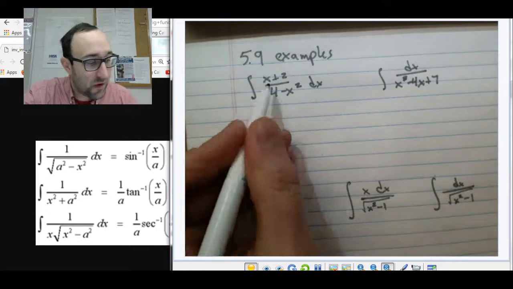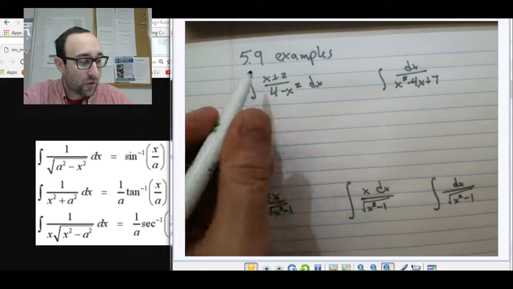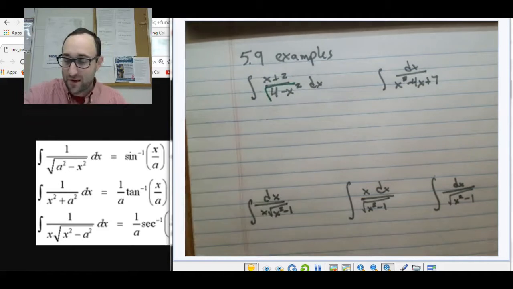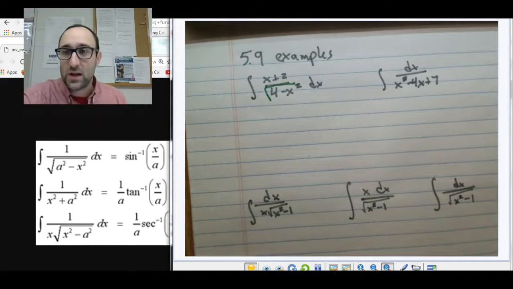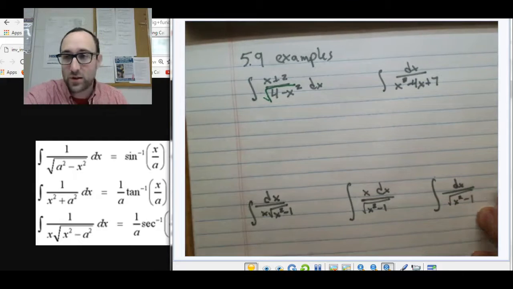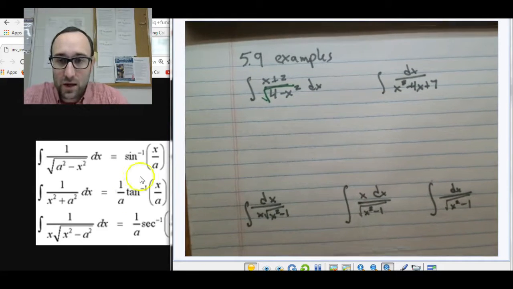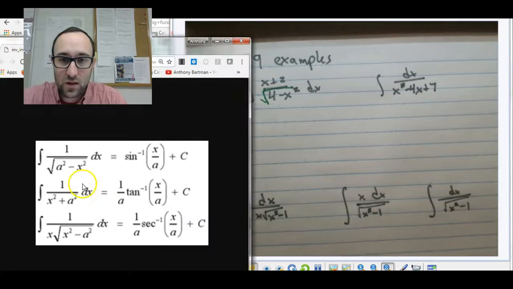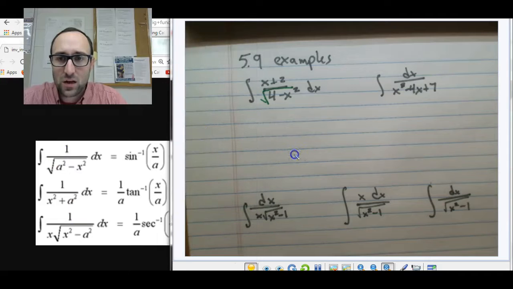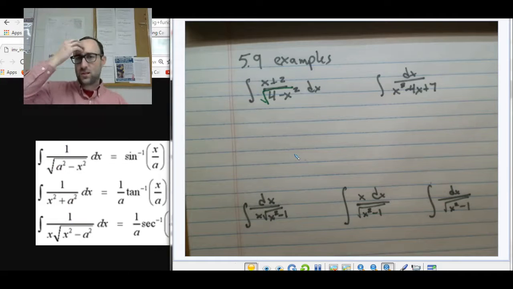We have the integral of x plus 2 over the square root of 4 minus x squared dx. So yes, the square root is right there. And now we want to be able to go through this. If I look back at my formulas and ask, does this look like anything that I have? Well, all these have 1s on top, so not quite. That's not going to be real good. So what can I do?